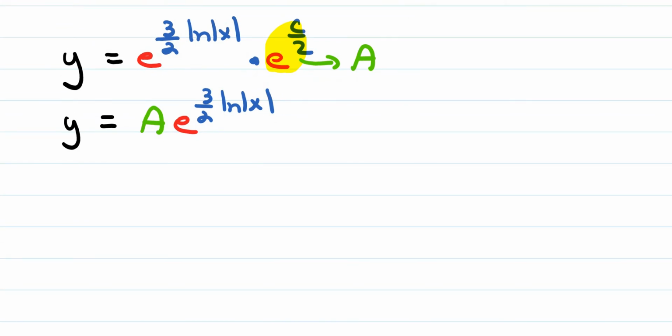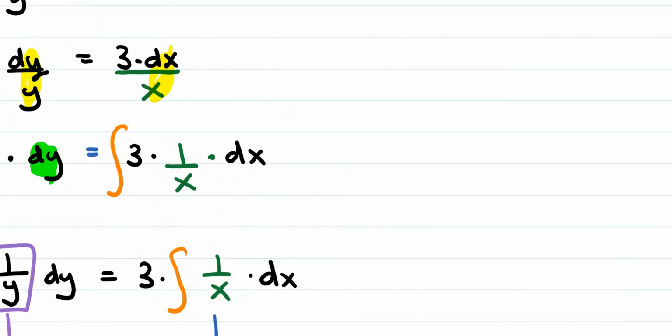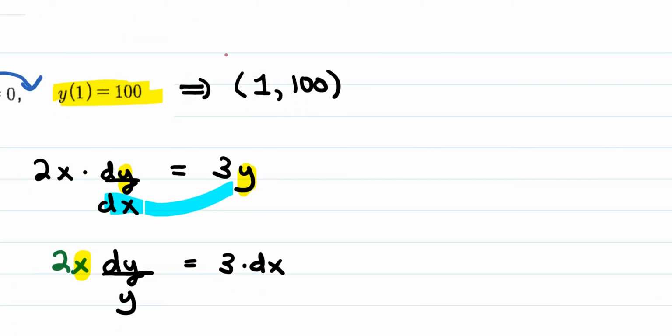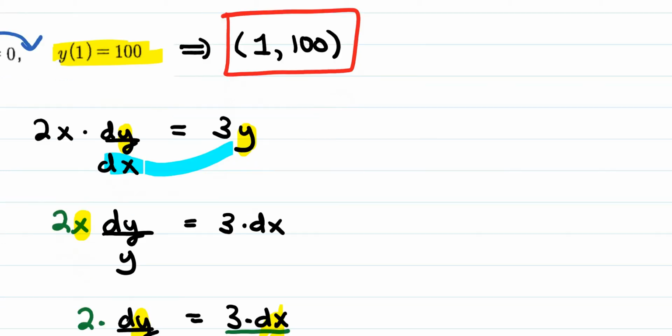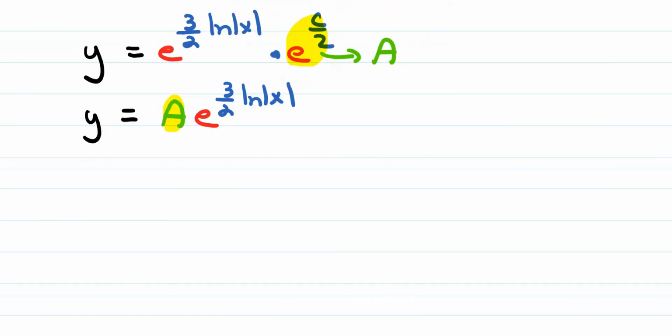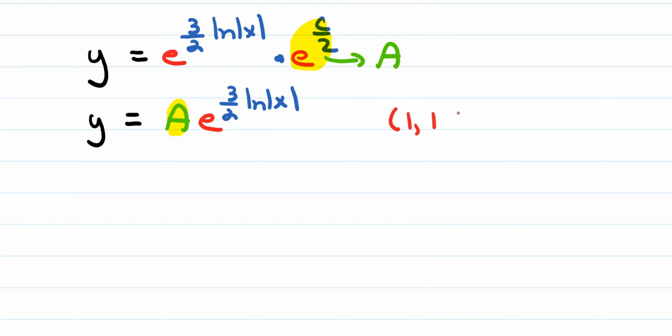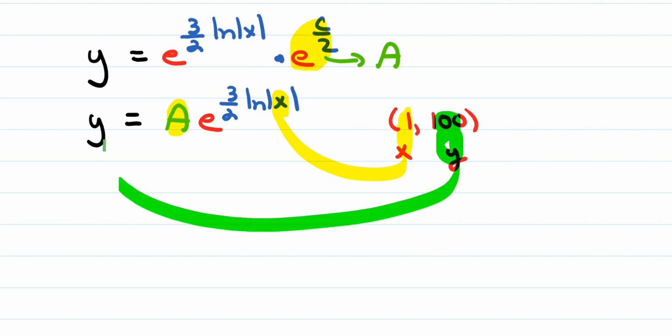Okay, once I have y equal to the expression on the right-hand side, my next step is let's go ahead and find the value of A, which is our constant. If I want to find the value of my constant, I need to go back to the original problem. And as you can see, I need to use this point right here, 1 comma 100, and this is going to help me find the value of A. Okay, so here we go. I have the point 1 comma 100. Remember, this is x and that is y. So x is going to be 1, and y is going to be 100.